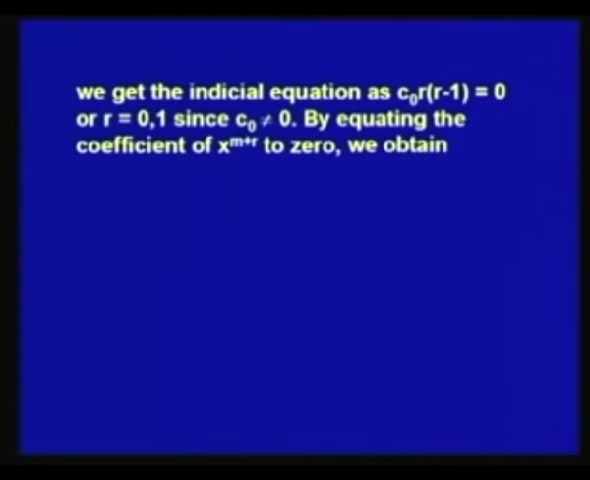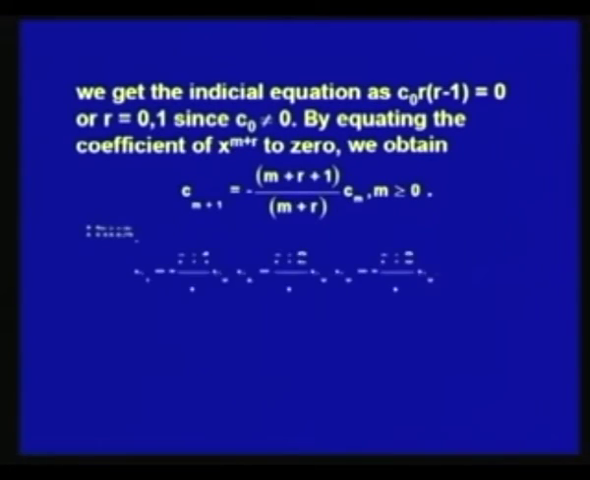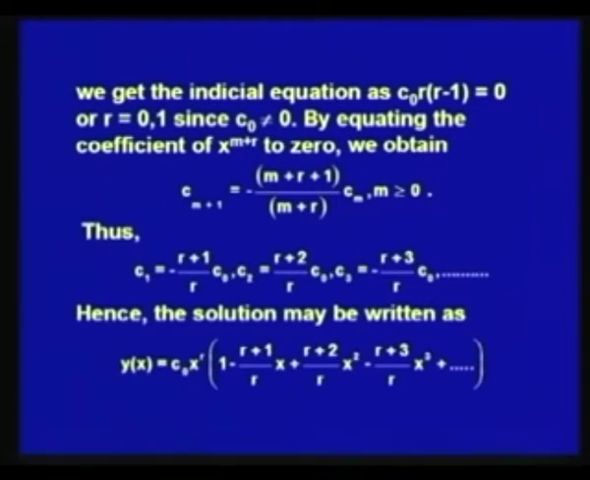We get the initial equation as C0 r(r-1) = 0, which gives us r = 0 and 1, since C0 is not equal to 0, by equating to 0 the coefficient of the least power of x. And by equating to 0 the coefficient of x^(m+r), we obtain the recurrence relation. The recurrence relation is Cm+1 = -(m+r)(m+r+1)/(m+r+1)... Cm, where m is greater than or equal to 0. And thus the values of C1, C2, C3 can be determined in terms of C0 from this recurrence relation.